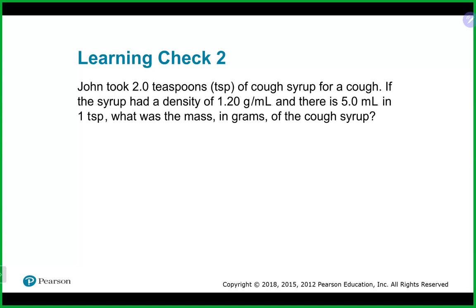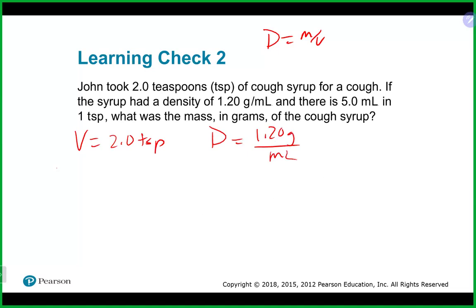Okay, so let's take a look. Once again, we're obviously dealing with some density, so we could look at the equation. Also a good idea is to pull out information from the problem. Sometimes it gives you an idea as to where you should try to go. 2 teaspoons is actually a volume, right? We also have the density of 1.2 grams per milliliter, and we have an equality of 5 milliliters is 1 teaspoon, which we could use to convert our teaspoons into milliliters, which is a useful volume when we're dealing with density.